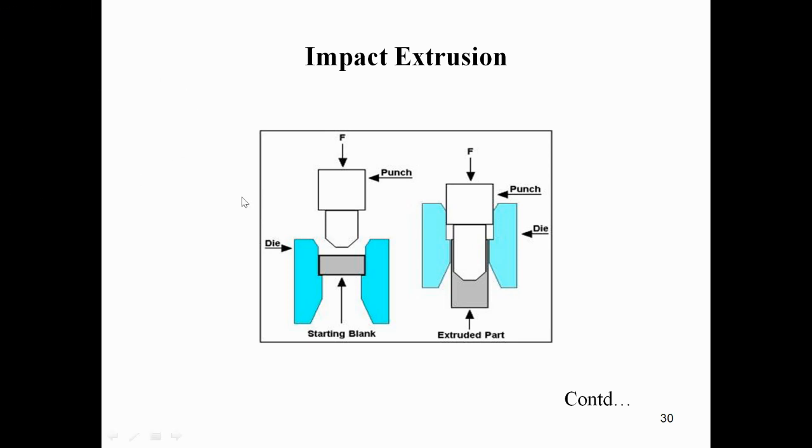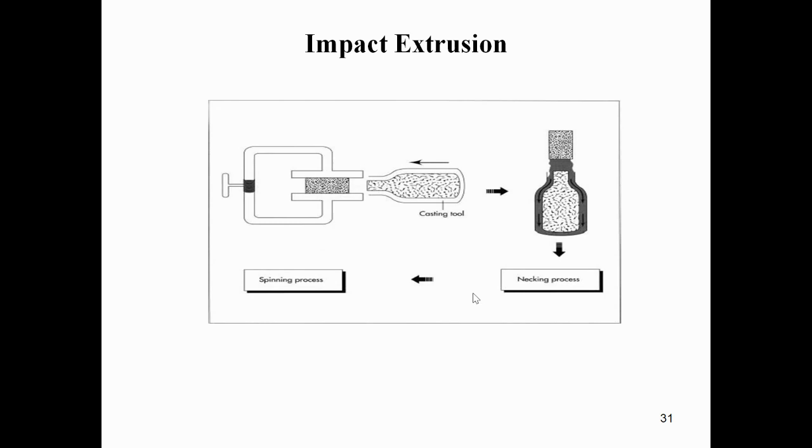Before impacting, and after impacting, this will be the extruded part. This we can see here. This will be the spinning process. It's the necking process and spinning process.